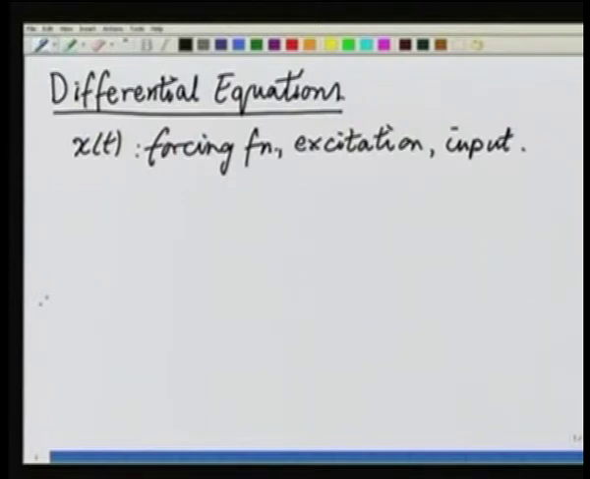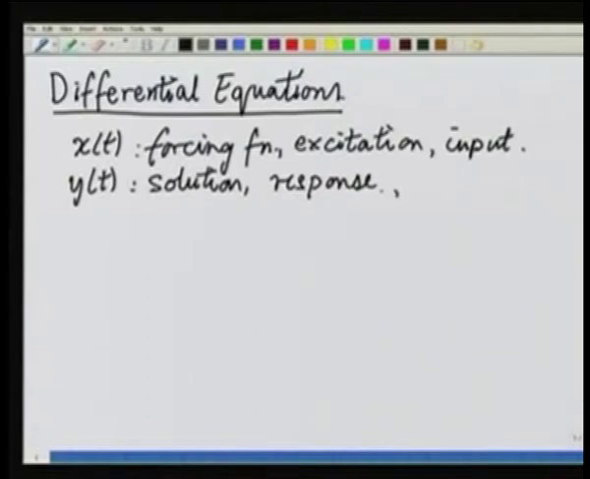The other function that is involved in a differential equation is what we will designate by y(t), and give it names such as the solution, the response, or from a signal system's point of view the output.